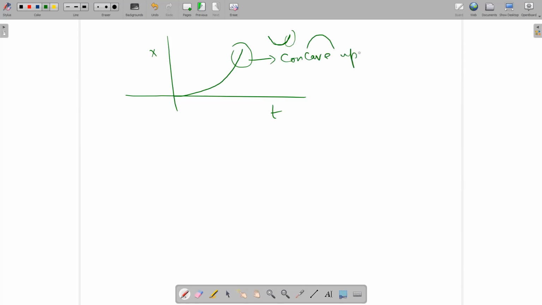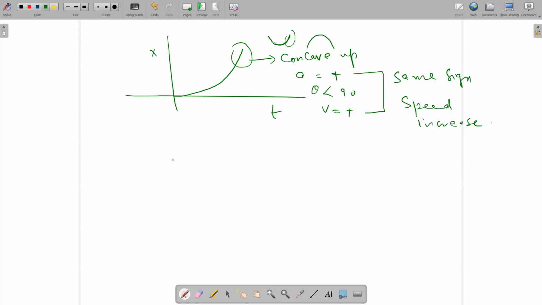This is a very good concept. If concave is up, then A will be positive. If theta is less than 90, then V will be positive. So if A is positive and V is positive, both the same sign, then will the speed increase or decrease? Speed will increase. This is one concept.